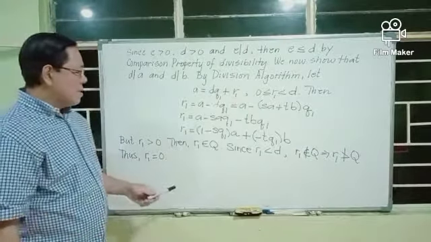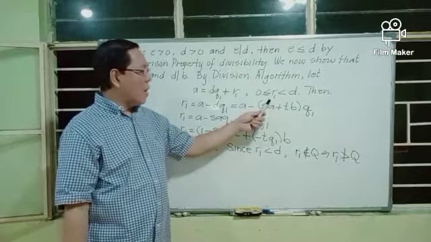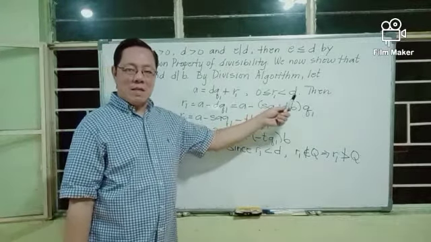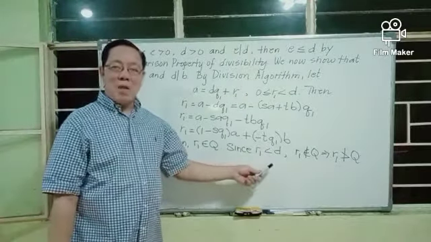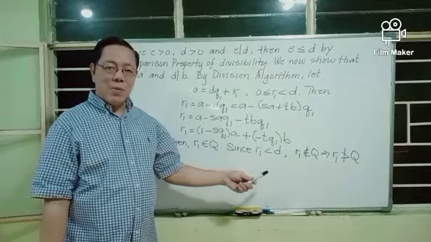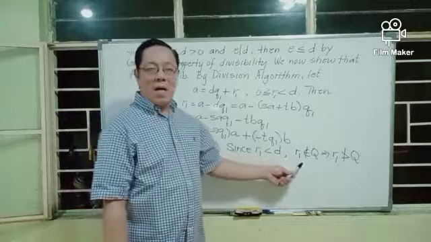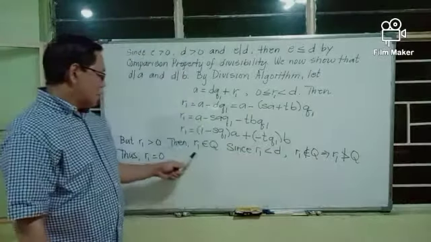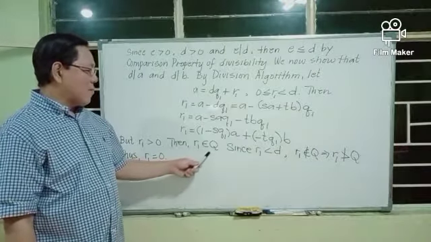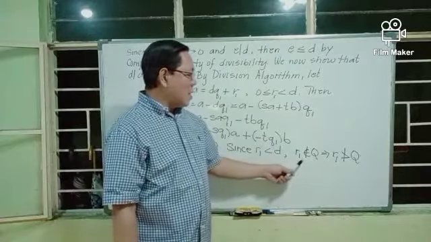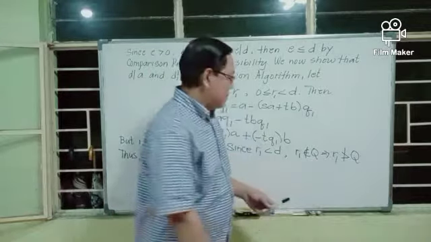Again, because there is this condition from the division algorithm that the remainder R1 must be less than D, and if D is already the smallest element of Q and R1 is less than D, then R1 must not be an element of Q. So this should not be true, R1 an element of Q.